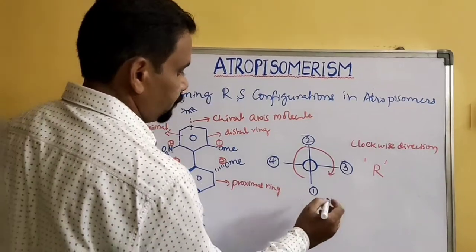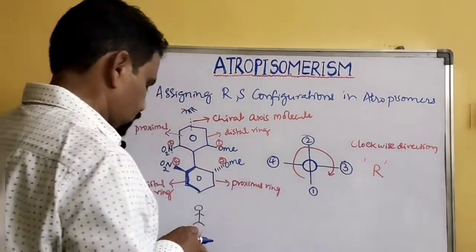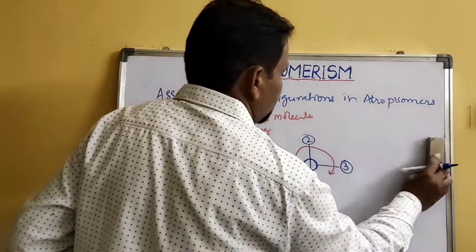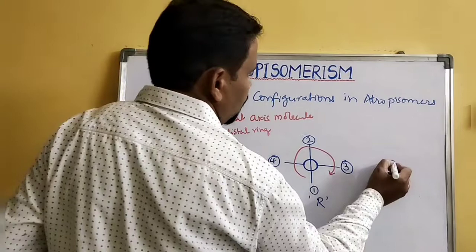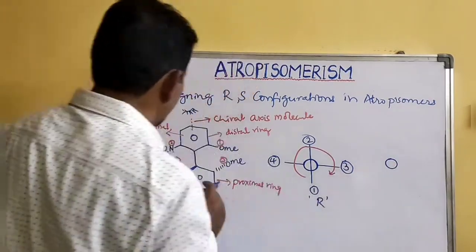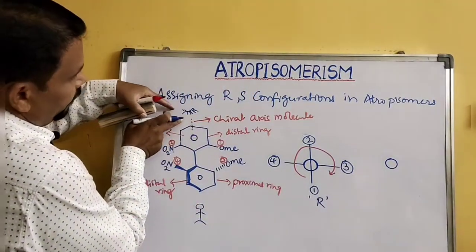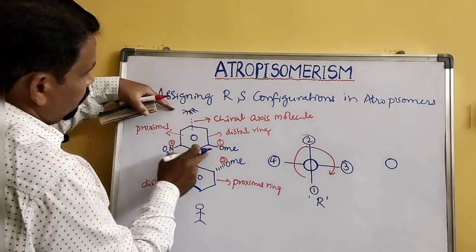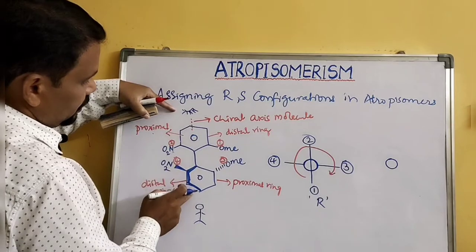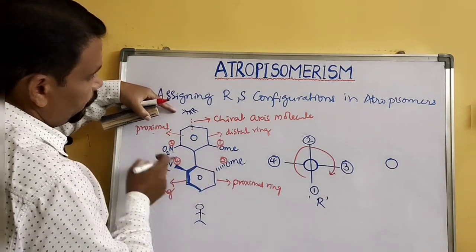So here, I'll write in this side. So this is R configuration, and here you write this. You are viewing this molecule from this side, therefore this is the proximal ring, they get 1 and 2 priority, and this is the distal ring, they get 3 and 4 priorities.